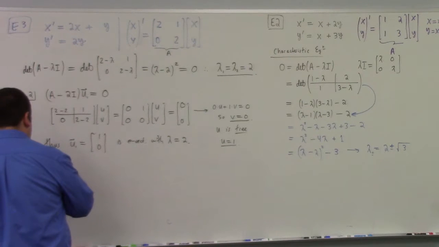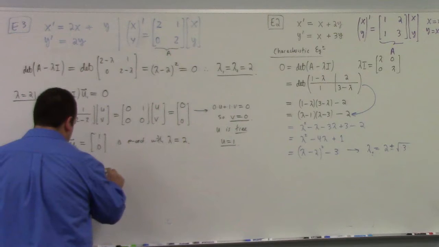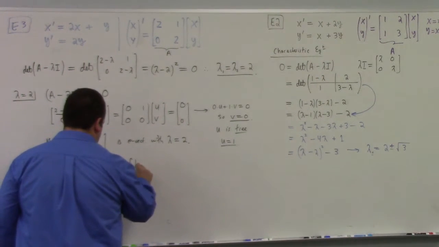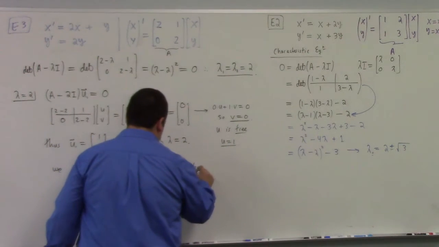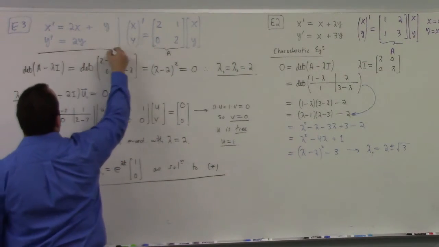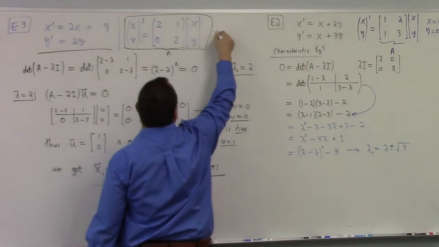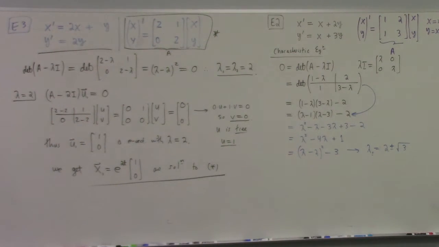So we get x1 equal to e to the 2t times 1, 0 as solution 2 star. Well, let me call this... Here, let me make the interesting ones. I like this one. I don't care about that. Fine. So there you go. Just that one solution.